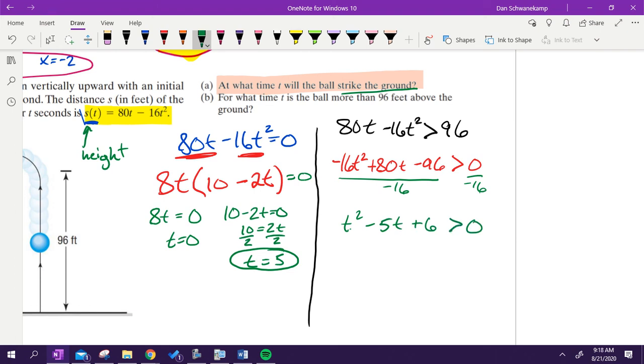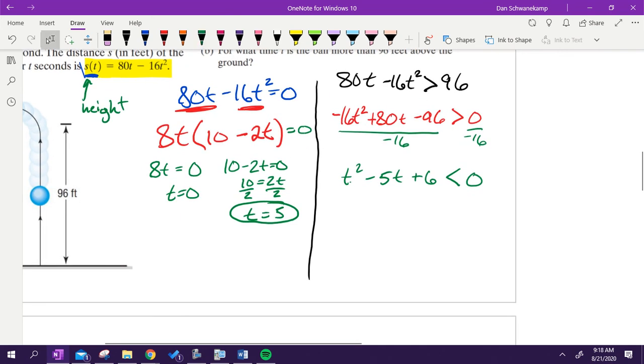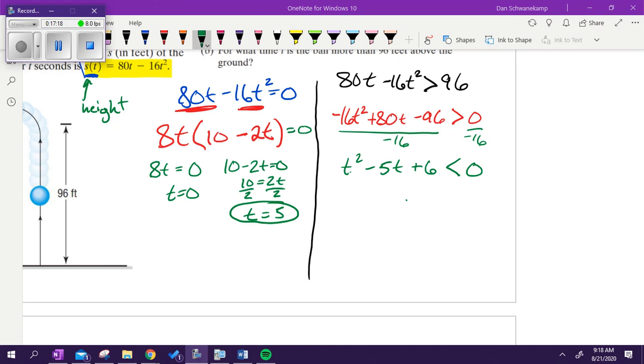I made a mistake here. What mistake did I make as I did that? I divided by a negative 16. So if I divided by a negative 16, I need to make that less than 0 now. Okay, be careful there. Finish that problem. So you're trying to solve this inequality. You somehow need to solve that thing and figure out on what interval am I less than 0. Talk with your neighbor, get it solved.